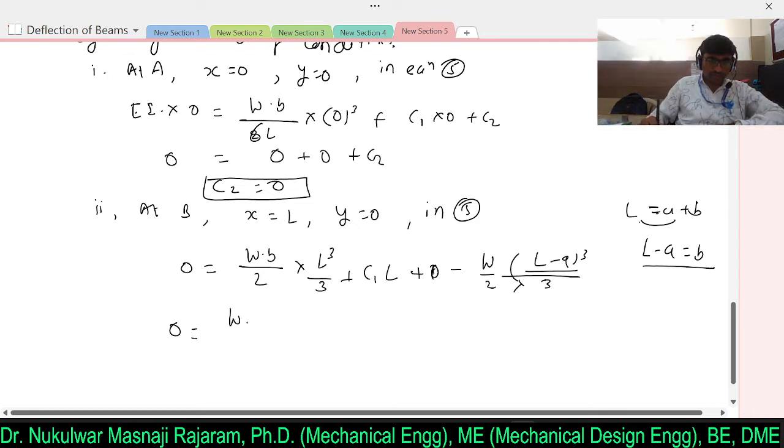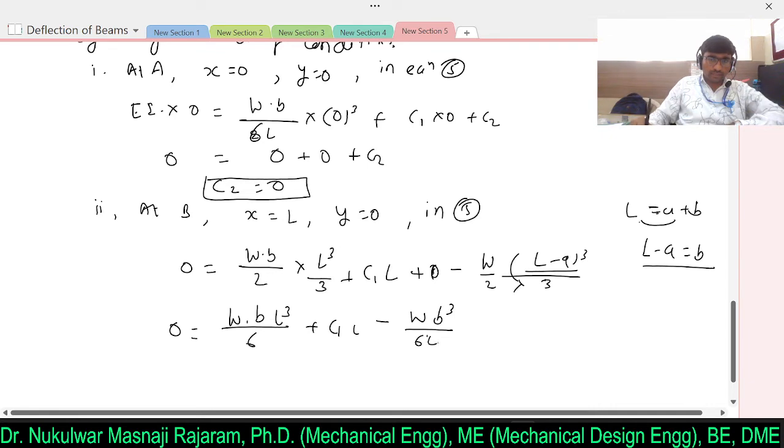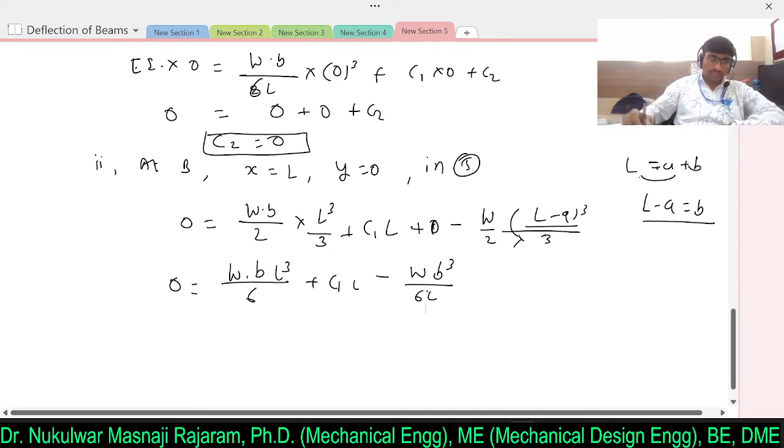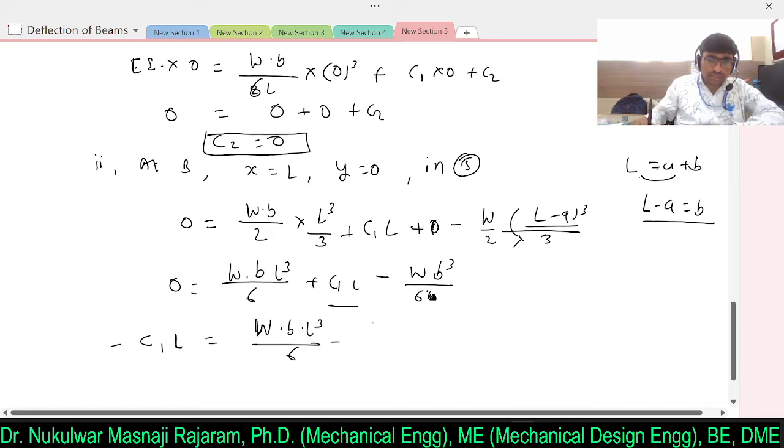So this equation will become WB L cube into 2 into 3, that is 6, plus C1 into L minus W B cube divided by 6. I am checking. Okay, W B cube divided by 6. So just take these two values to that side. So I can write minus C1 L equal to WBL cube divided by 6 minus WB cube divided by 6.